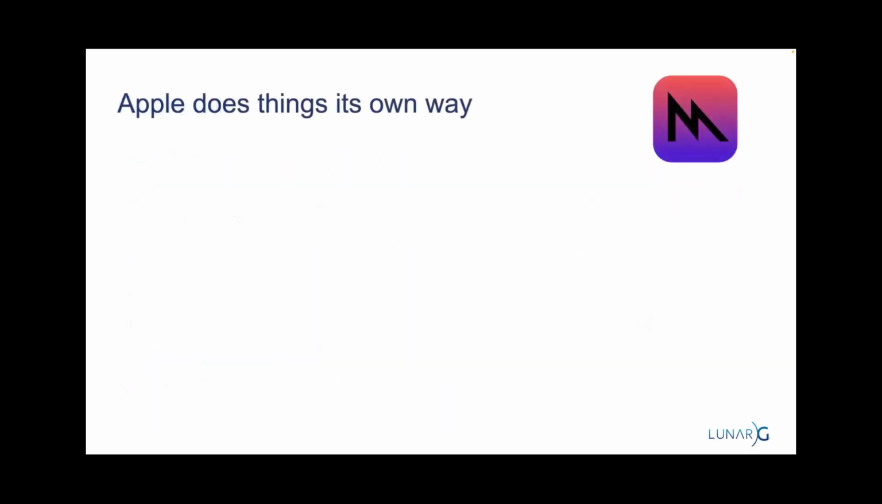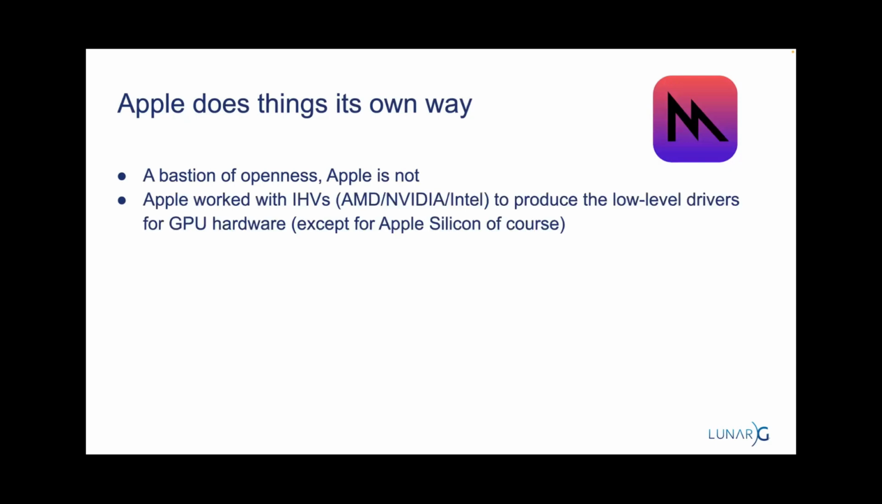So as you may have known, Apple sort of does things its own way. And Apple is not really a bastion of openness. They do participate in some open source projects here and there, but when they want to do things their own way, they do things their own way, and that's fine. They're Apple; they can do what they want. They seem to be pretty successful at it, right?